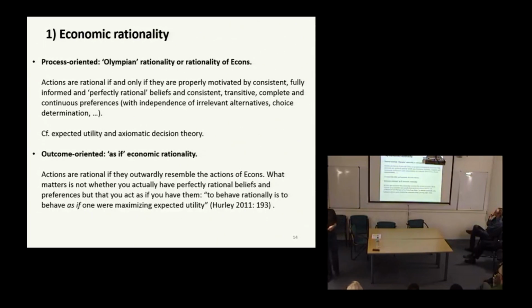You can also have an outcome-oriented variant of this, that is as-if economic rationality. You can say, okay, people like you and me probably will not think and prefer in exactly the same way as the econs do, but they can be called rational if they do the same things they would do if they were econs. They behave as if they were econs, and that's enough to call them rational. So actions are rational if they outwardly resemble the actions of econs. What matters is not whether you actually have perfectly rational beliefs, or the computational power of an econ, for example, but as long as you behave as if you have them, that's fine.